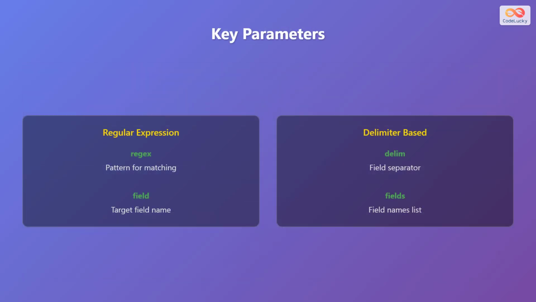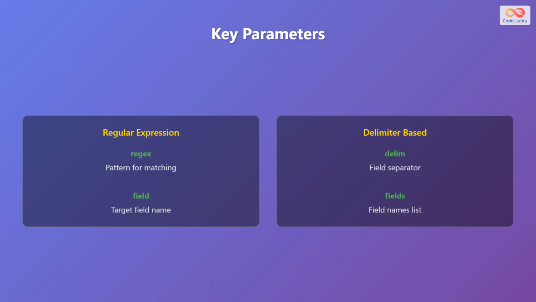Understanding the key parameters of the extract command is essential for effective field extraction. For regular expression-based extraction, the primary parameters are RegEx and field. The RegEx parameter defines the pattern you want to match, while the field parameter specifies the name of the new field you're creating. For delimiter-based extraction, the main parameters are delim and fields.